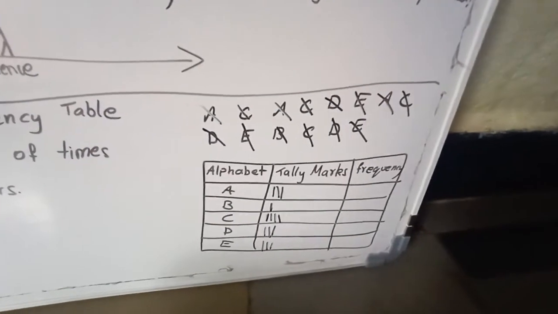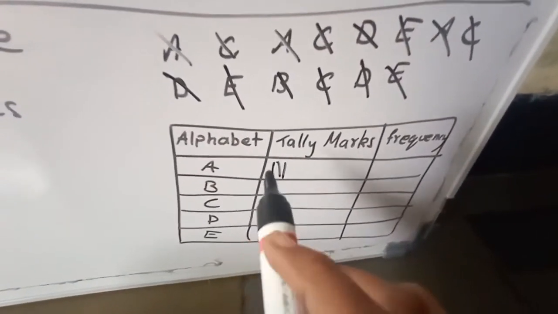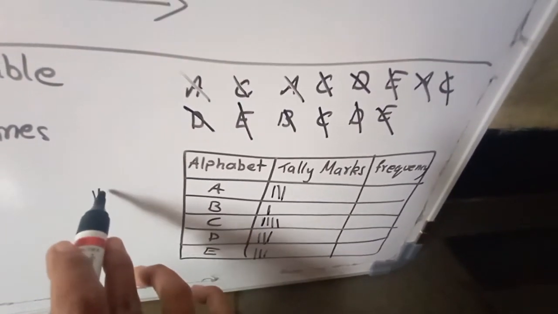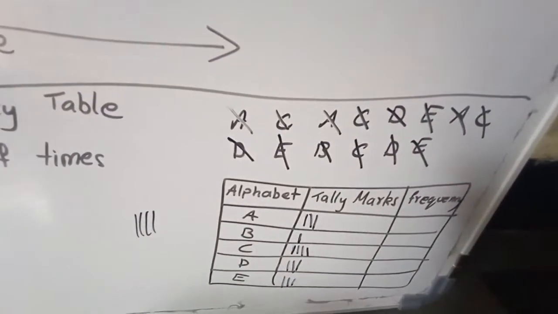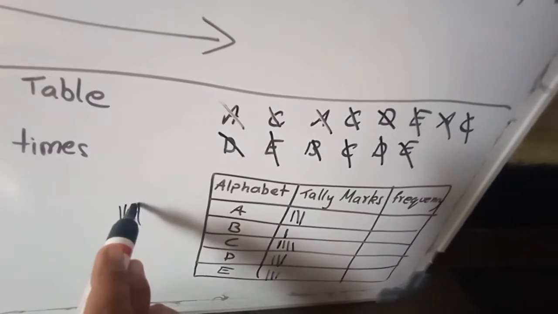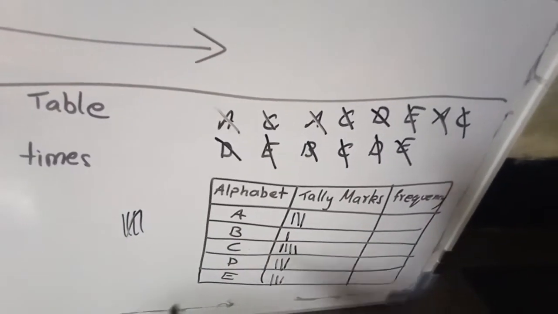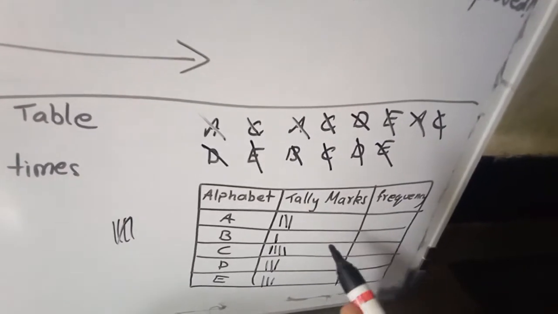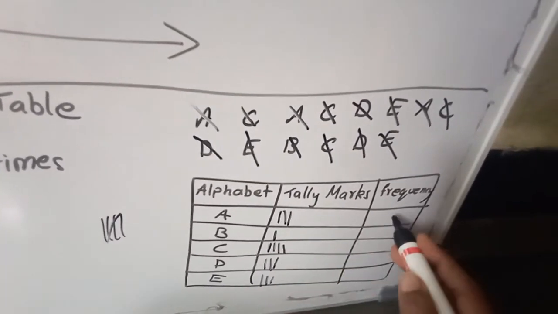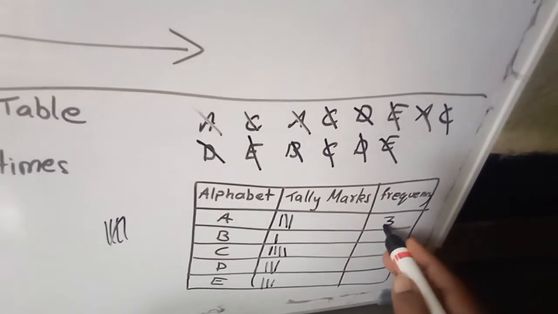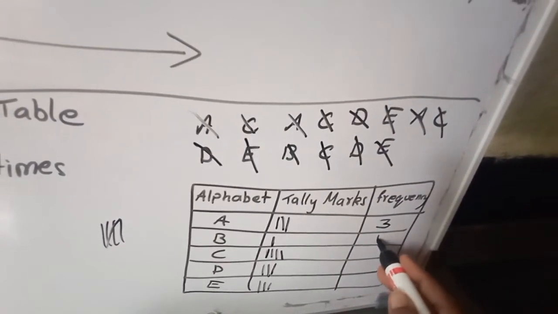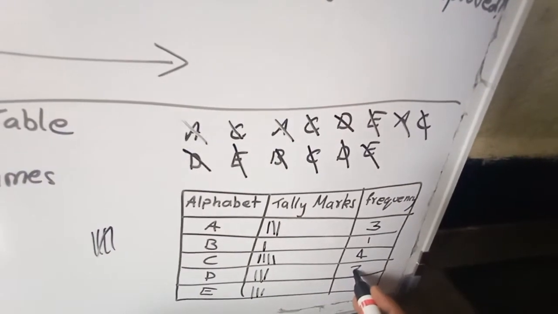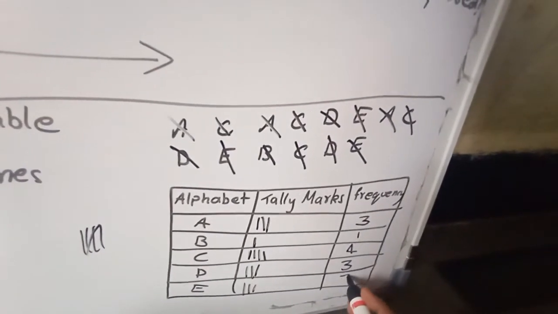We have organized it in a systematic way. These are the tally marks. Even in tally marks there is a rule: 1, 2, 3, 4, and the fifth one you should put in a cross way. Here no alphabet repeated 5 times, so we did not get that chance. A is repeated 3 times, so you write 3. B repeated 1. C repeated 4. D repeated 3, E repeated 3.